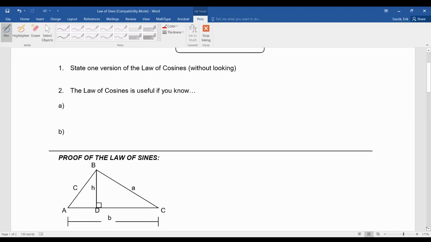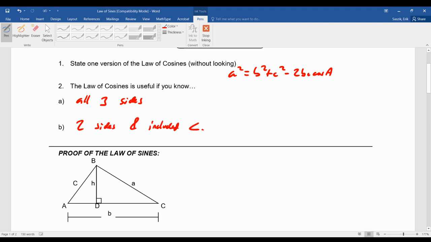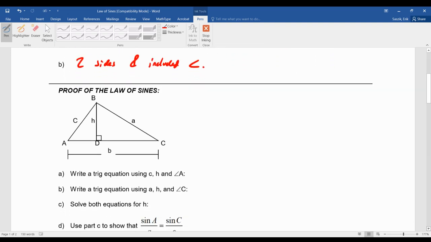So remember, hopefully you've memorized the law of cosines. A squared equals b squared plus c squared minus 2bc cosine A. That's one version. When do you use it? When you know all three sides or two sides and the included angle. Now remember, there are obviously other cases where the law of cosines wouldn't be beneficial.